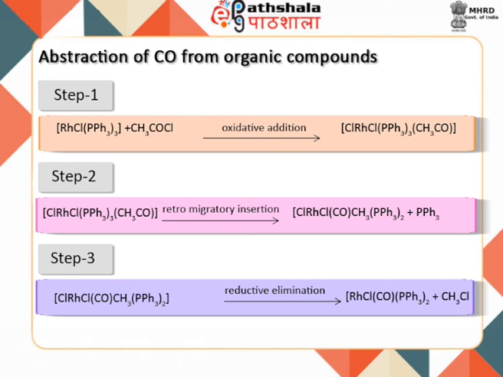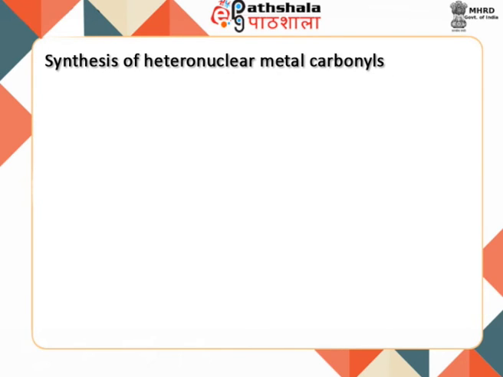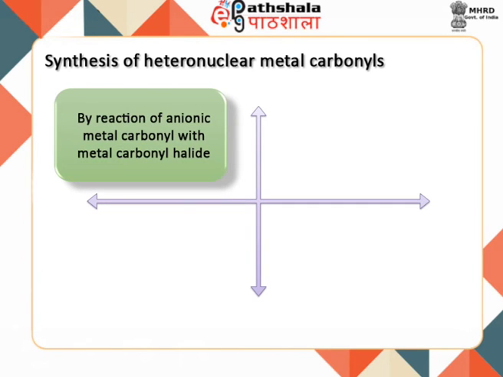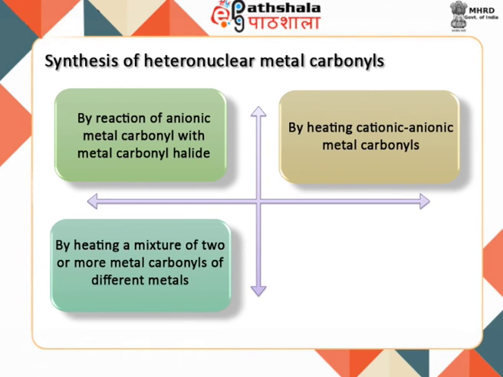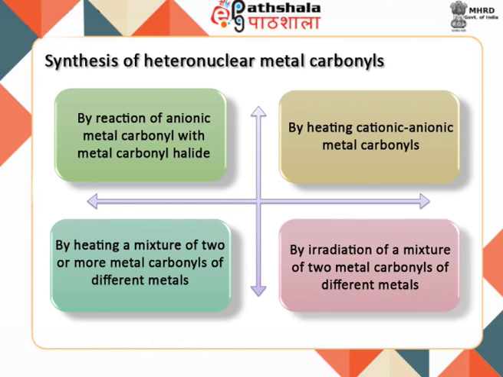The synthesis of heteronuclear metal carbonyls can be achieved by the reaction of anionic metal carbonyl with metal carbonyl halide, by heating cationic anionic metal carbonyls, by heating a mixture of two or more metal carbonyls of different metals, and by irradiation of a mixture of two metal carbonyls of different metals.